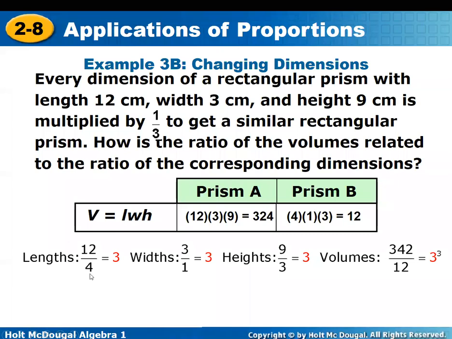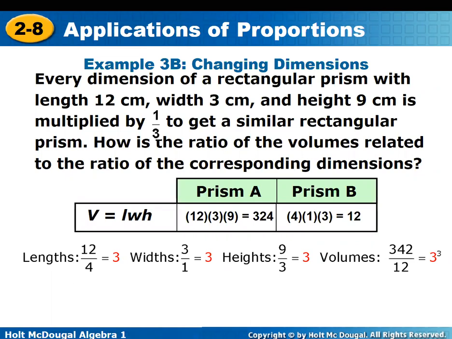12 divided by 4 will be equal to 3. This is the corresponding length. What about the corresponding width? It is 3. What about the corresponding height? It is 3. So what is the ratio between the two volumes? 324 divided by 12 equals 27, which is 3 to the power of 3, right? Can anyone tell me the rule now?